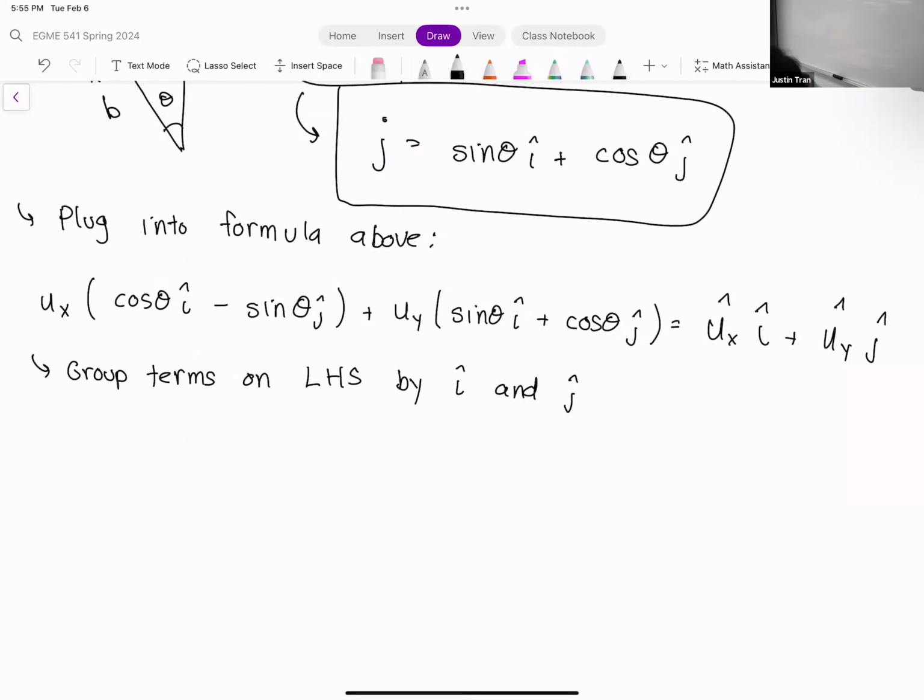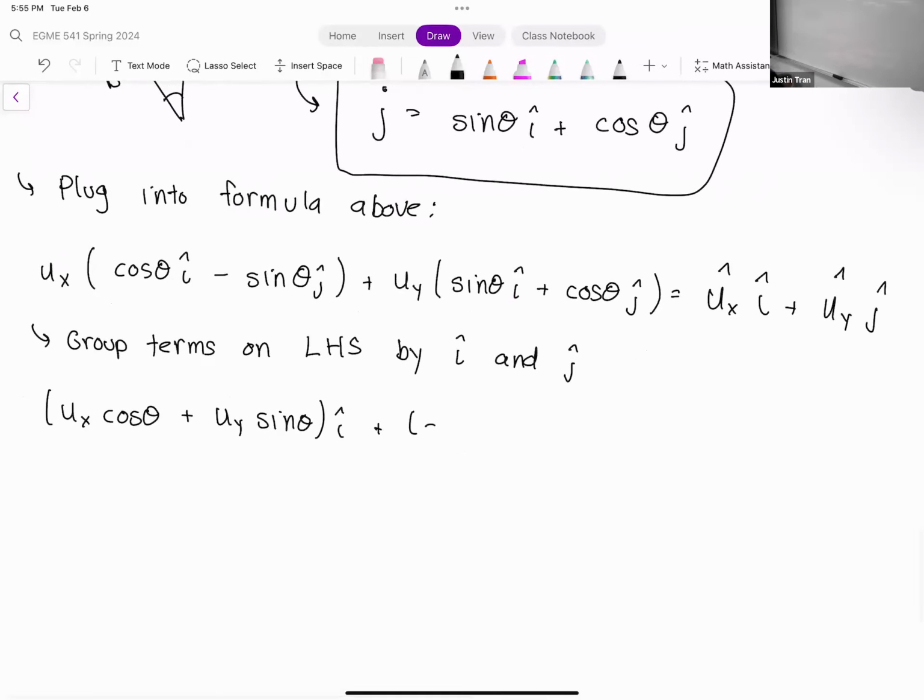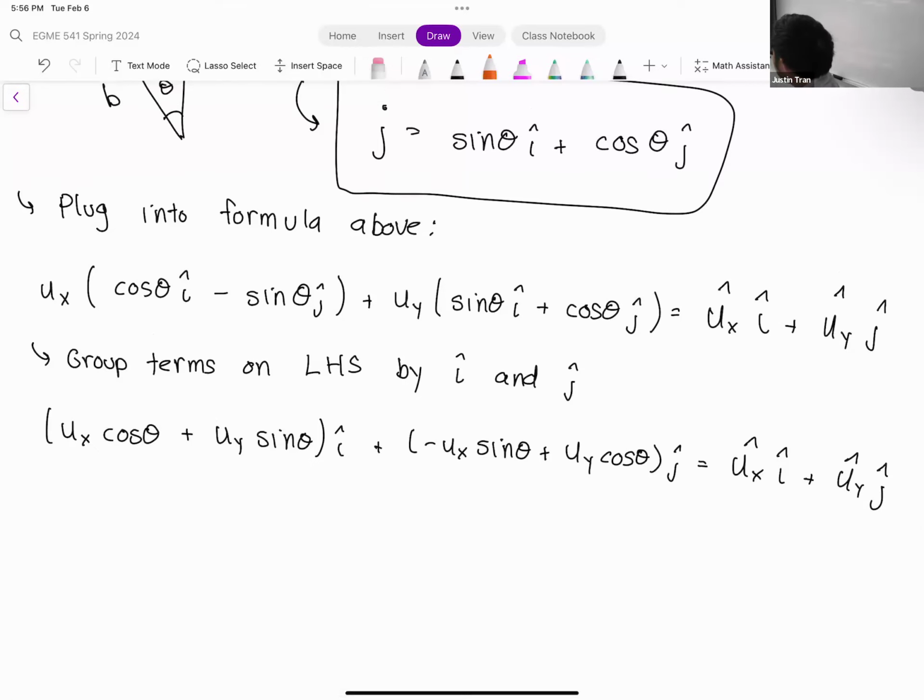If we do that, we get ux cosine theta plus uy sine theta i hat, plus minus ux sine theta plus uy cosine theta j hat is equal to ux hat i hat plus uy hat j hat.